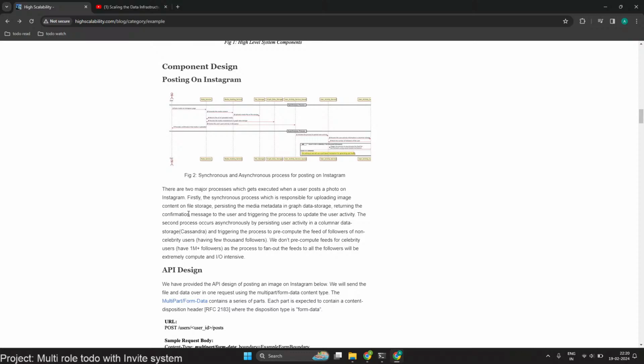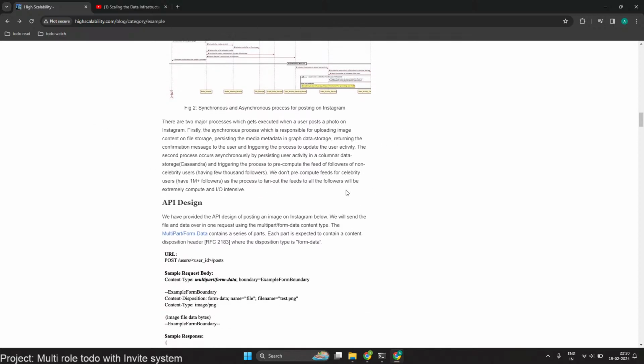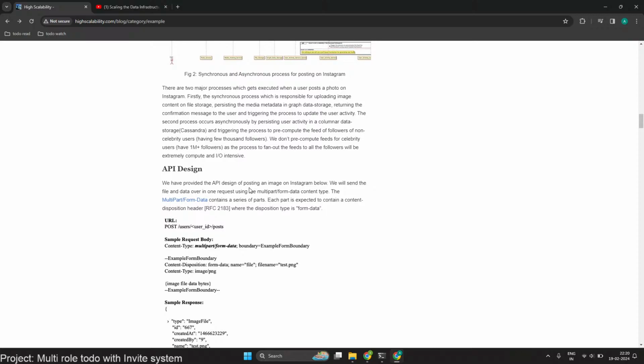Pre-compute feed facility. Users have a process to run after the feed to the other followers. Okay, so we don't pre-compute feeds for celebrity users who have 1 million plus followers, as the process to fan out the feeds to all the followers would be extremely expensive to compute.